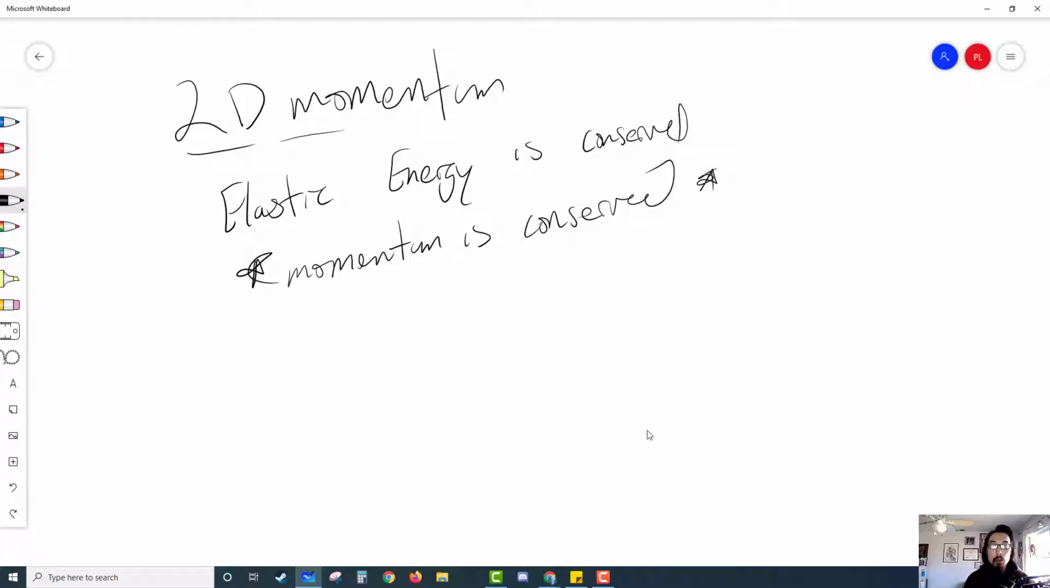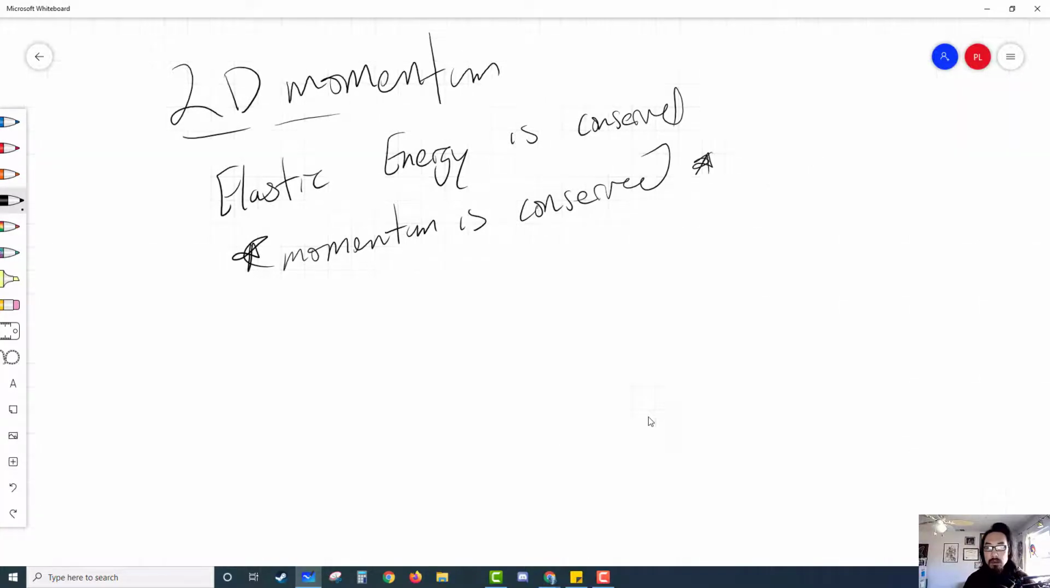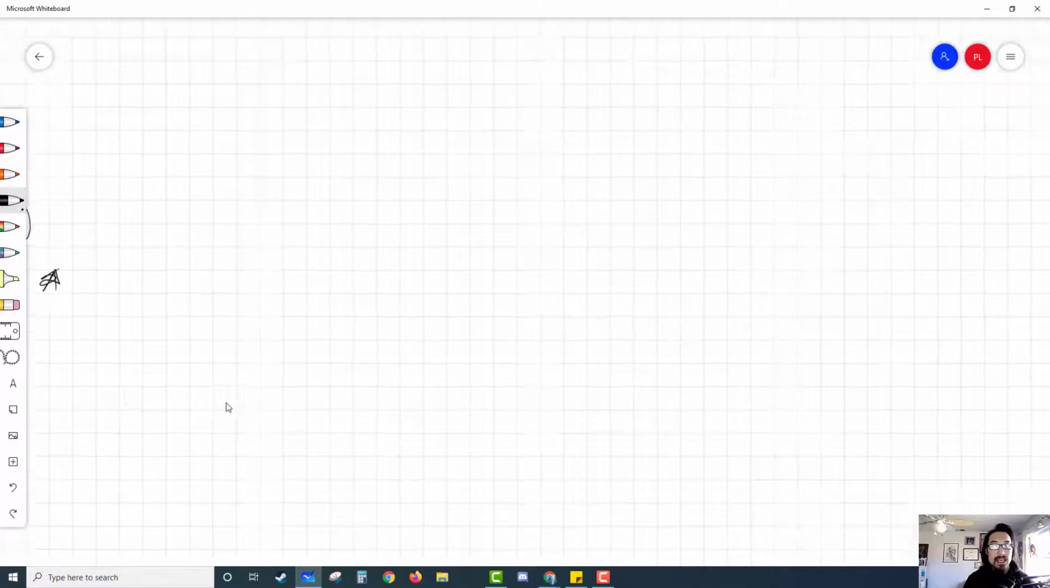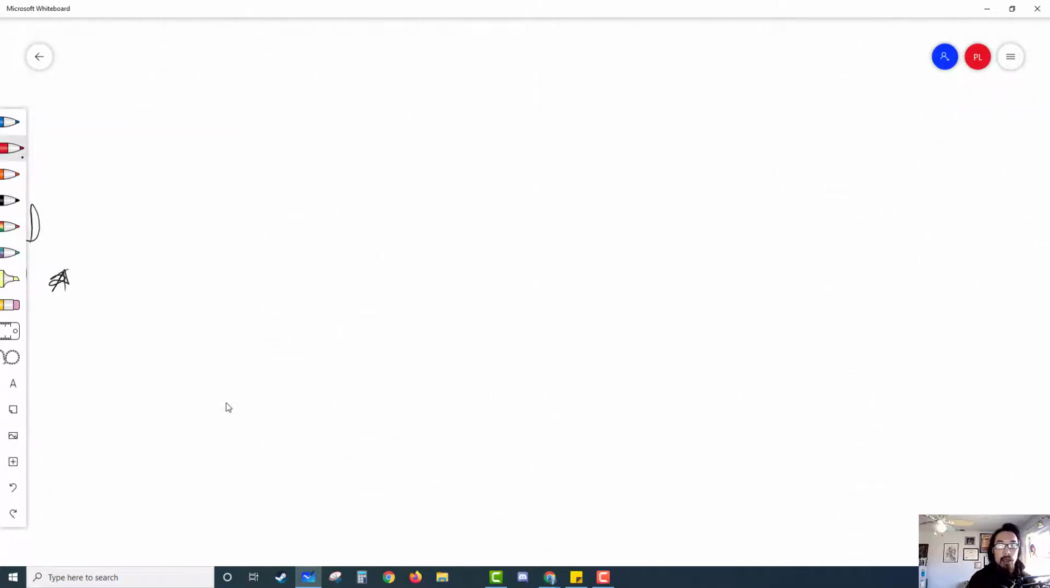Now with the elastic collision, I'll give you a scenario. Let's say that we have a red ball, and this red ball is moving down and to the right, and it will collide with a blue ball. This blue ball is just moving straight to the left. Post collision, no matter what happens, we can say that the momentum initial for the system is equal to the momentum final for the system.